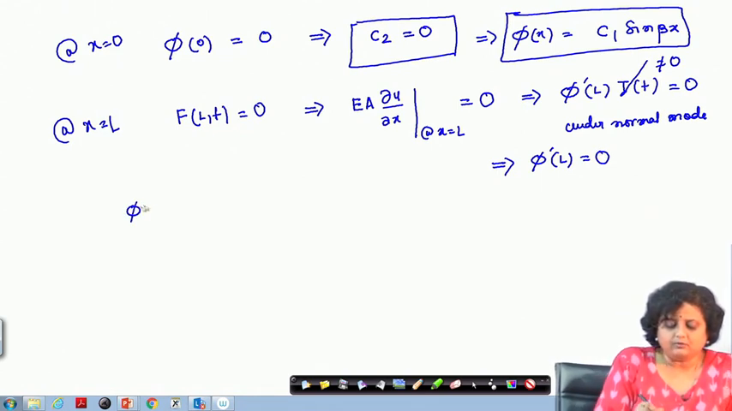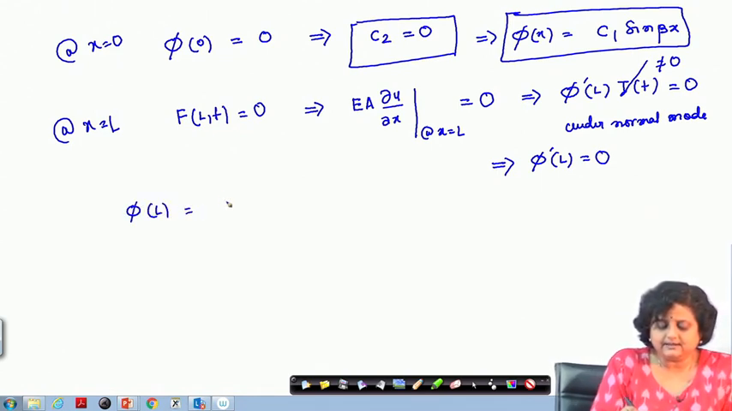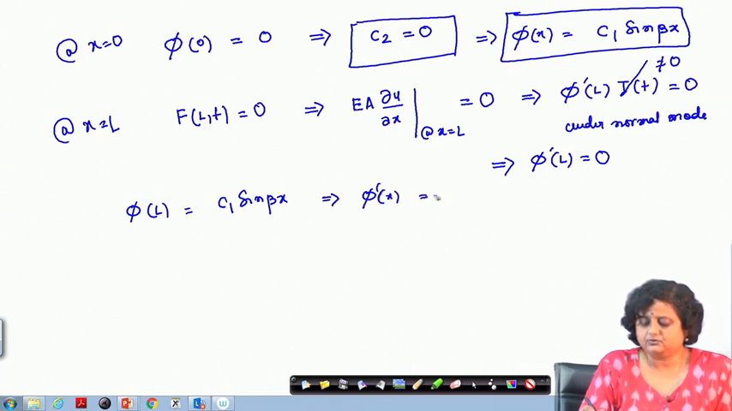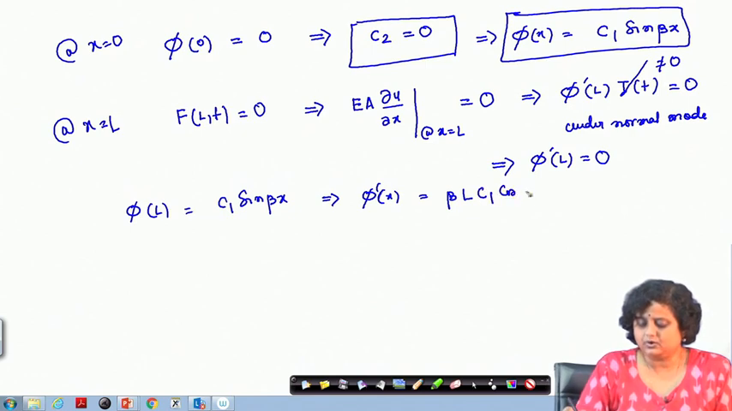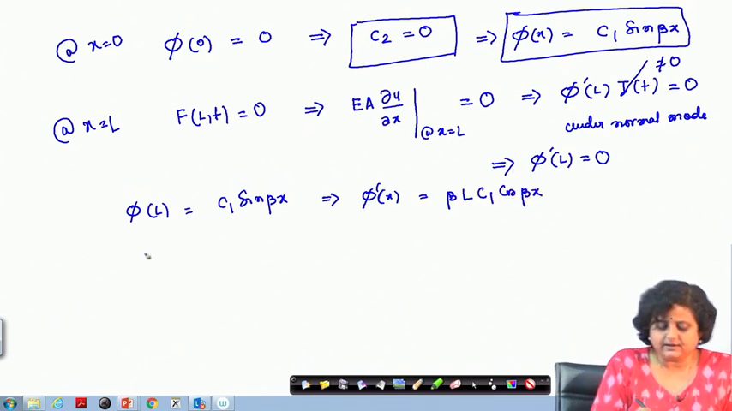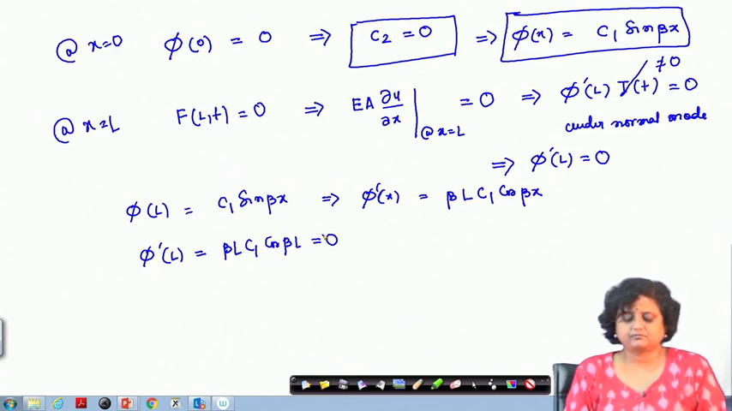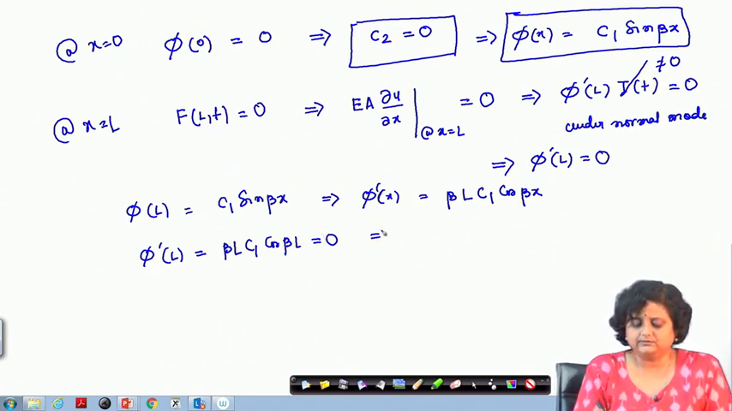So, I know phi x is C1 sin beta x, and therefore, phi dash x is beta into C1 into cos beta x. Therefore, phi dash L. Now, let us try to solve this equation.